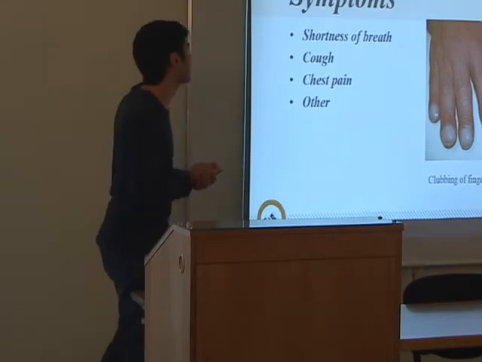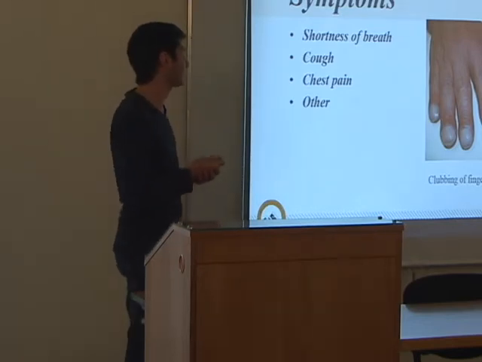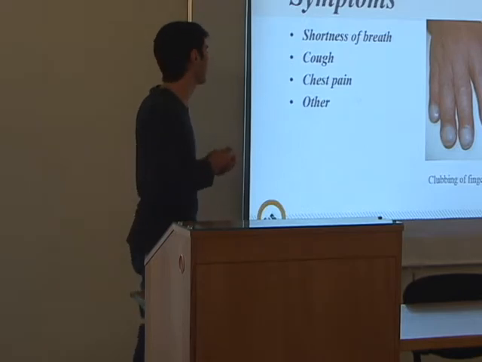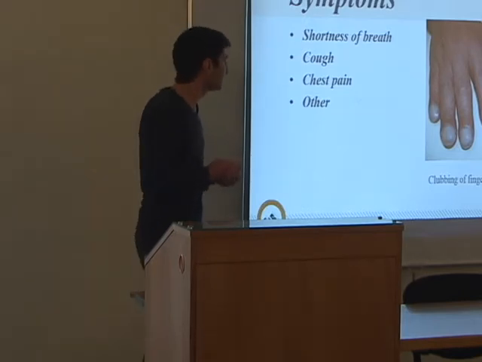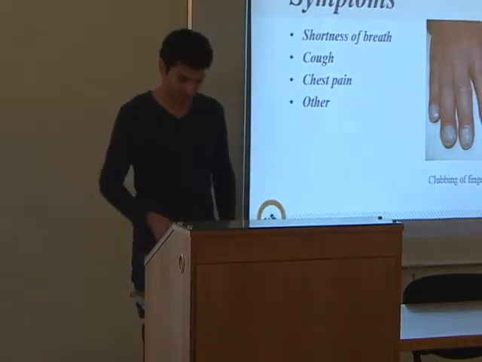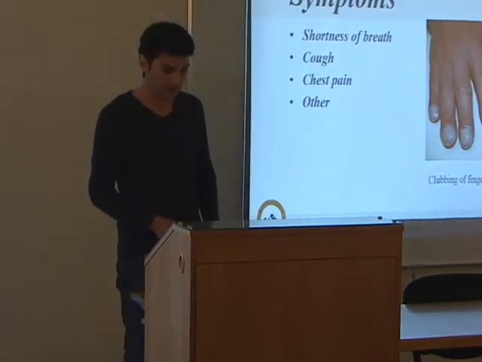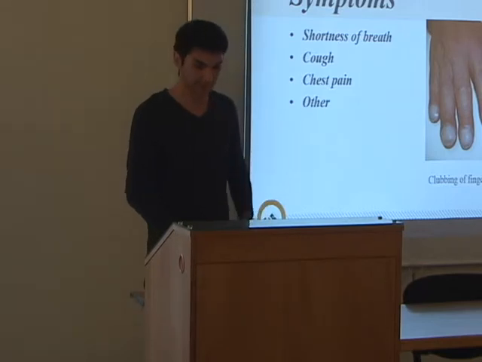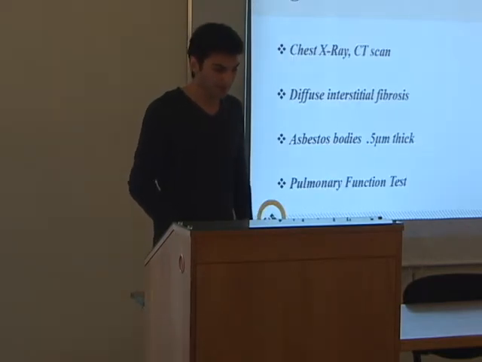So these are the shortness of breath, cough, which is usually a very dry cough, and for a very long time, chest pain, and here we can see clubbing of fingers, which develops due to low levels of oxygen in the blood for a very long time.